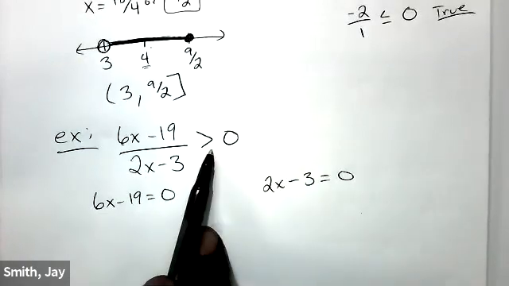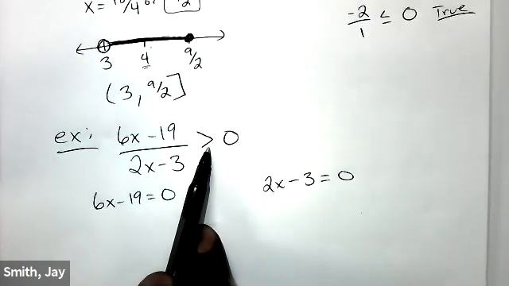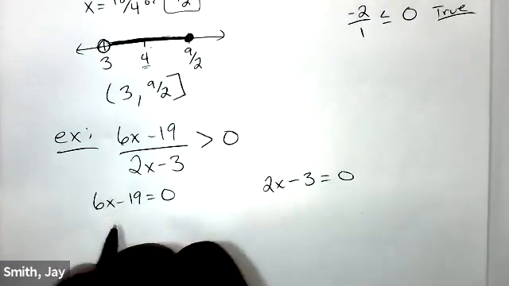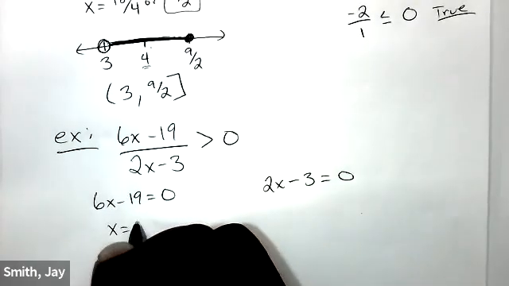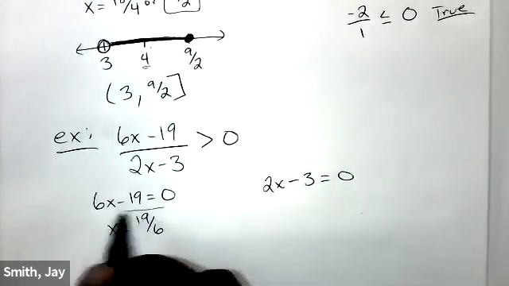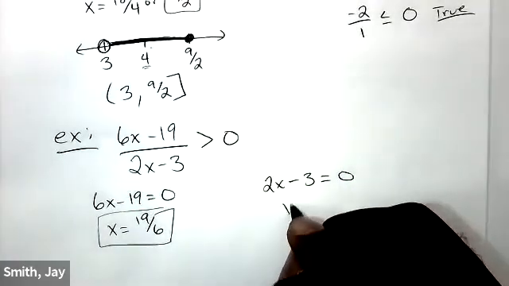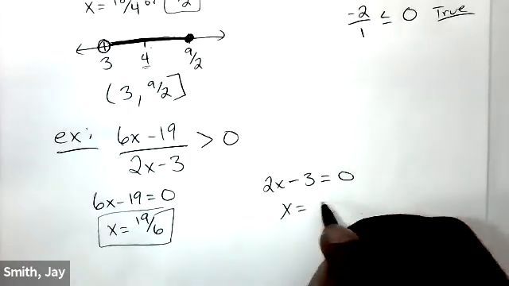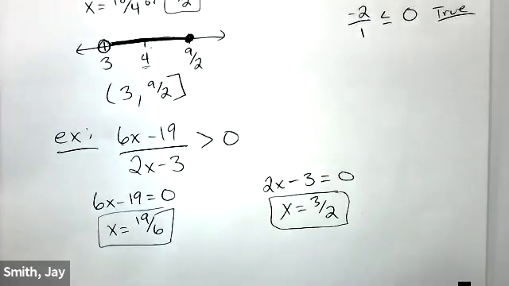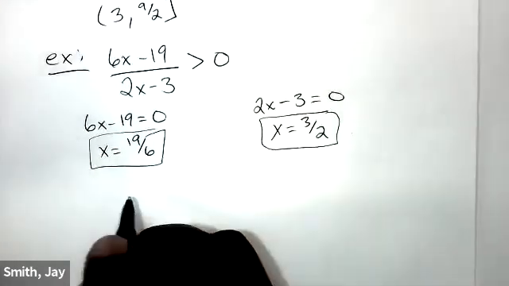And this time, because it's strictly greater than 0, we can't get 0. Any value that makes it equal to 0 is not going to be a part of our solution set. So for the first one, 6x - 19, if we solve that, that would give me 19/6 as my solution. And for 2x - 3, that will give me a solution of positive 3/2. So these are my linchpin numbers that we're going to divide up our number line with.